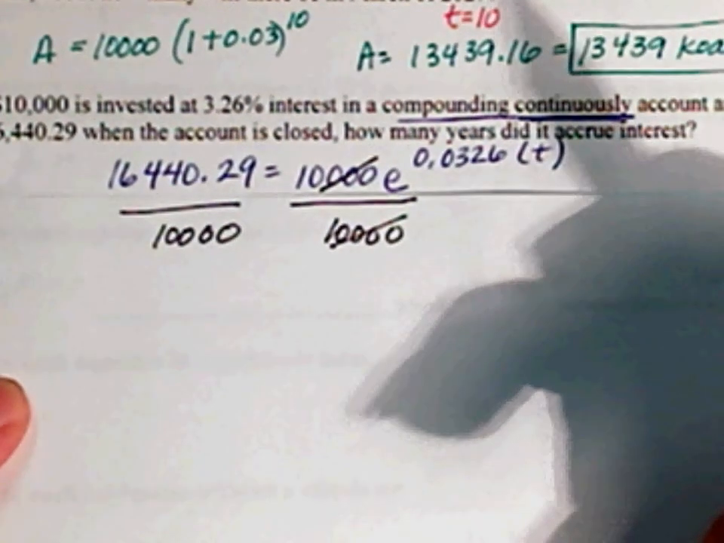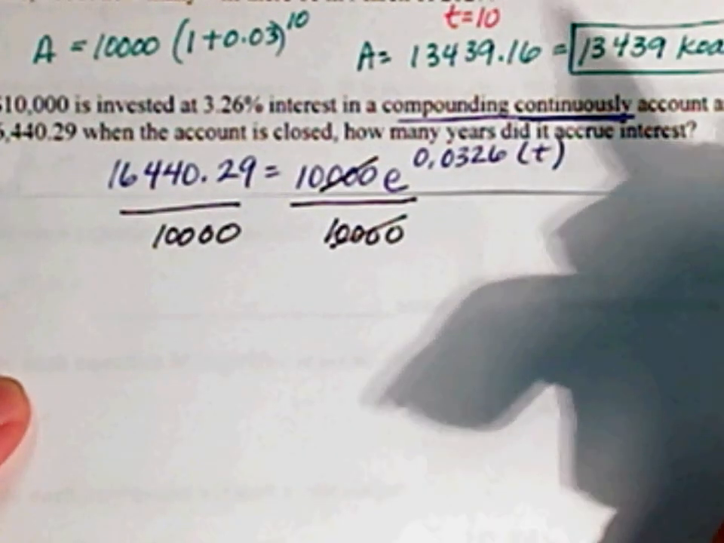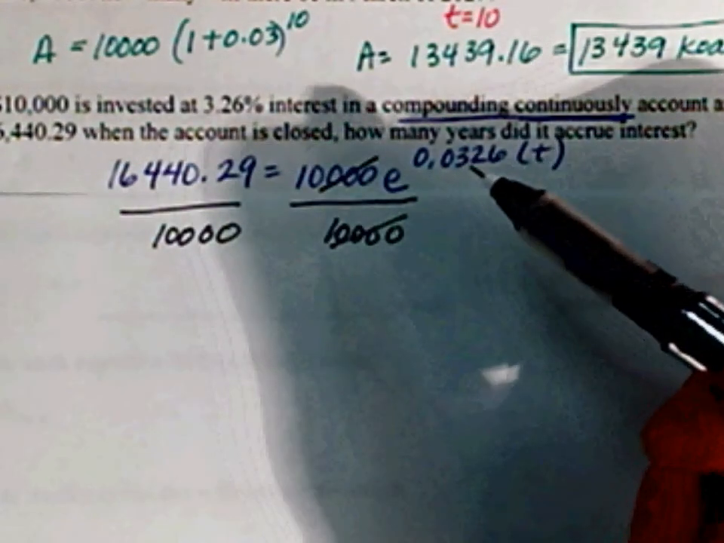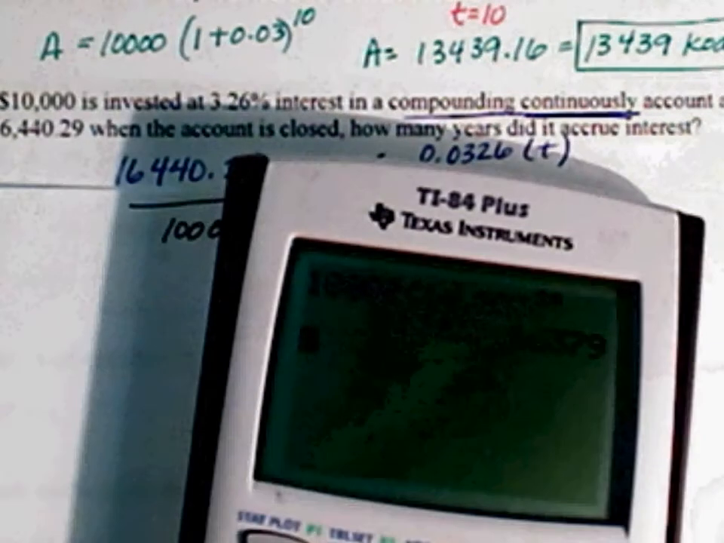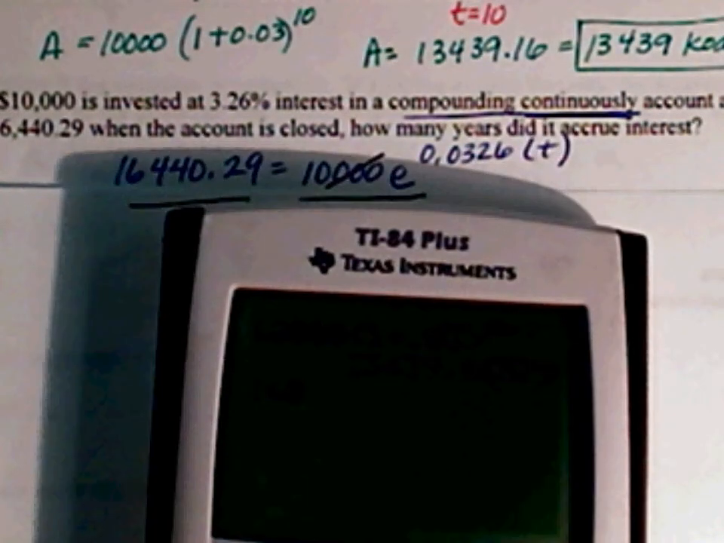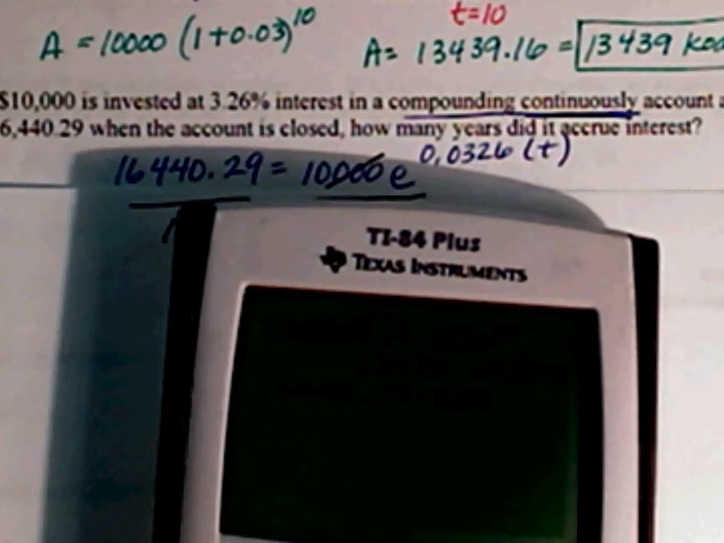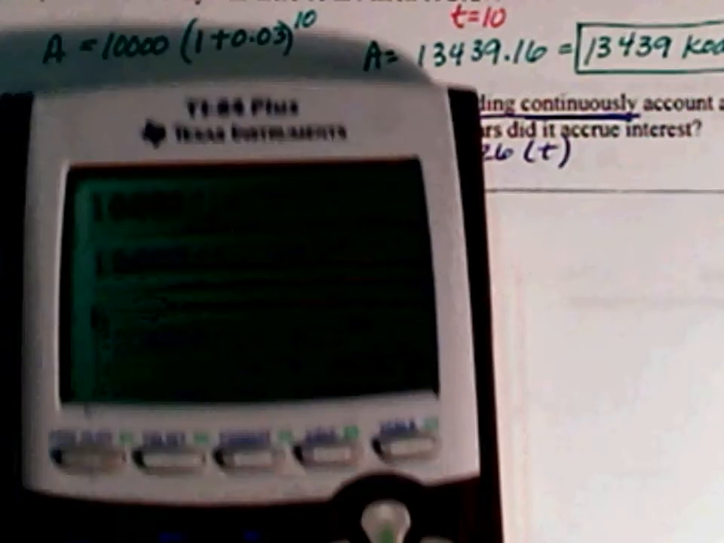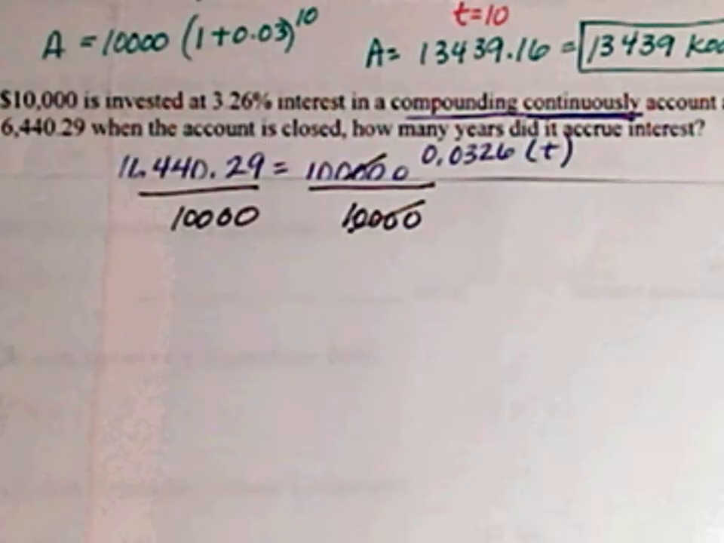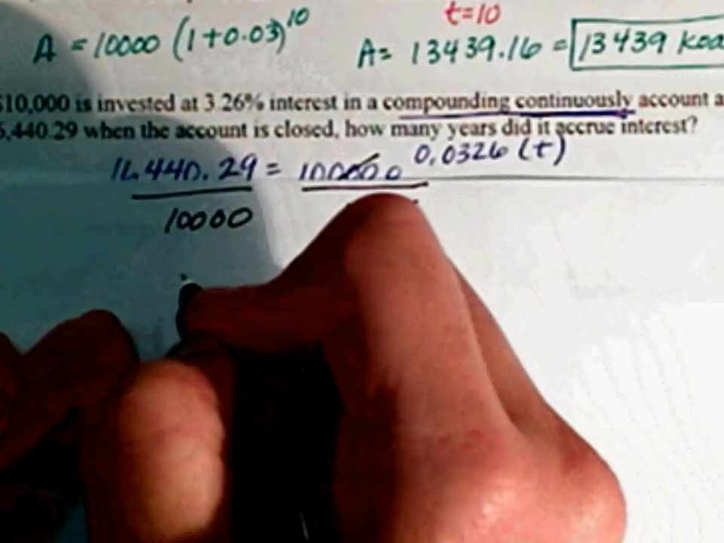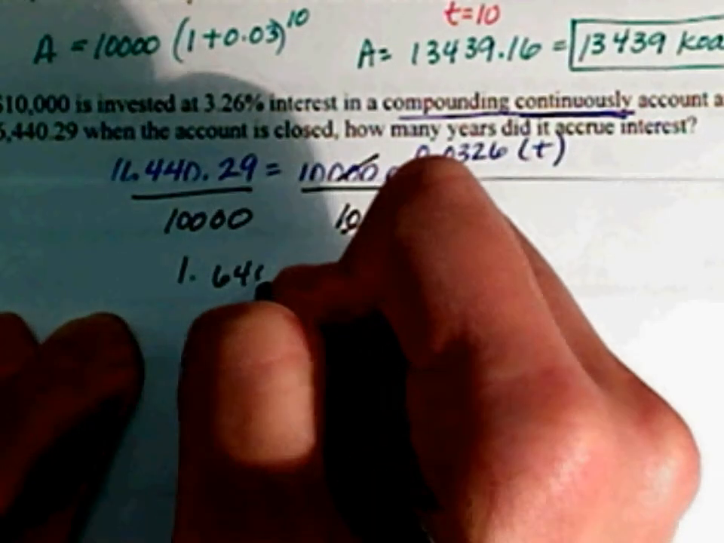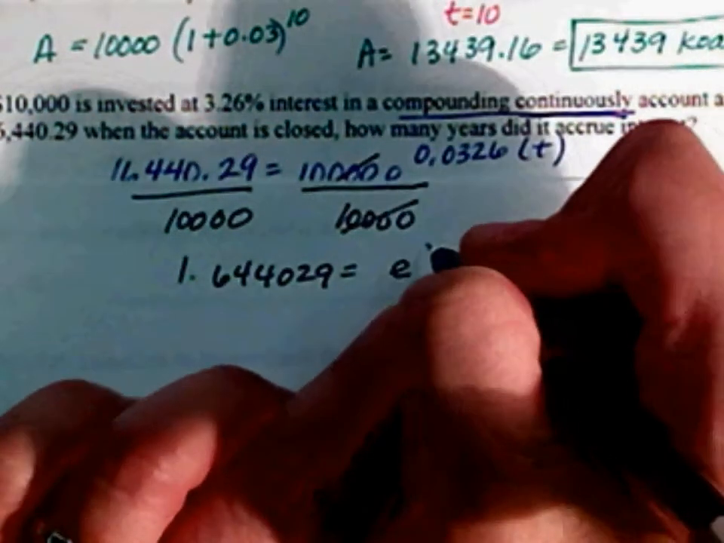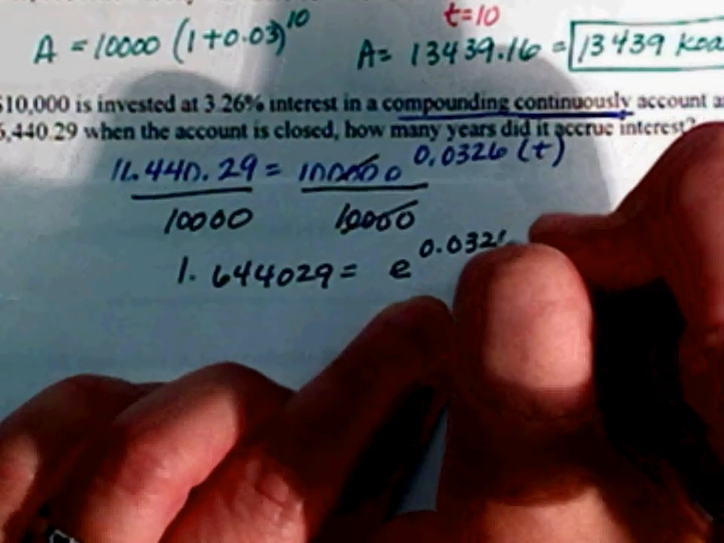Do you guys know why I divide? Isn't this 10,000 times E, right? Go ahead and go to your calculator. What is 16,440.29 divided by 10,000? Comes out to 1.64429. Okay. 1.64429 equals E raised to the 0.0326 times your T. Everyone got that?